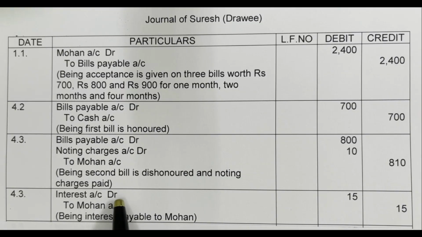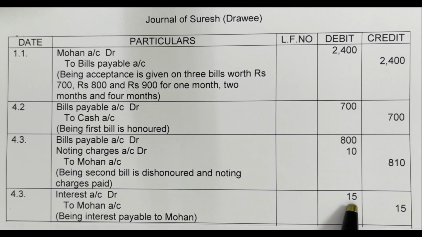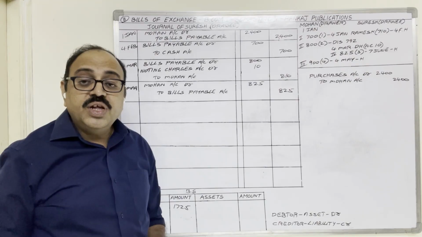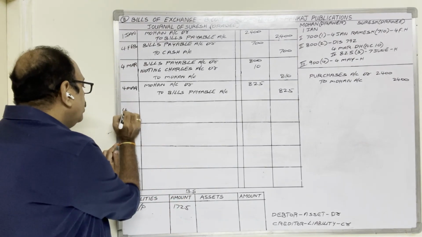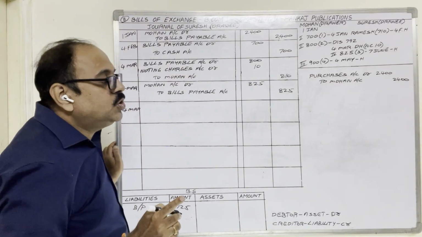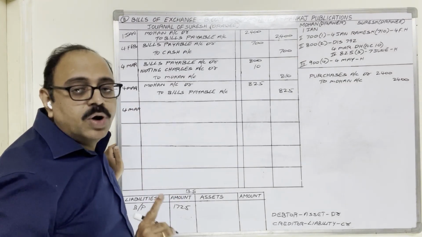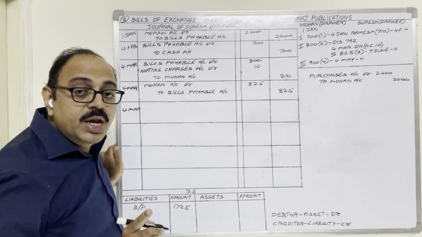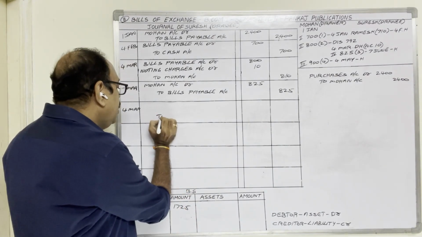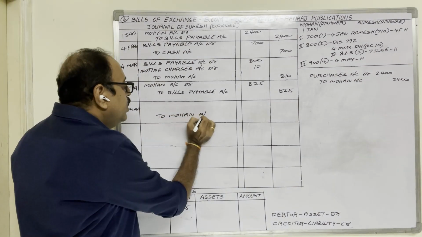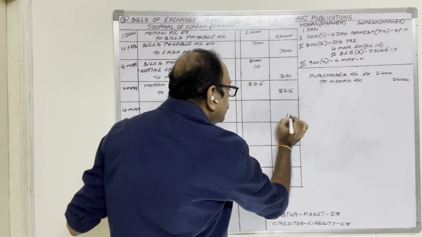4th March, interest account debit to Mohan account 15 rupees. Being interest payable to Mohan. Next entry is for interest payable, on the same date, 4th March. Suresh has to pay 15 rupees interest to Mohan. So for interest, Mohan is becoming a creditor again. Therefore, credit Mohan account with the interest amount of 15 rupees.